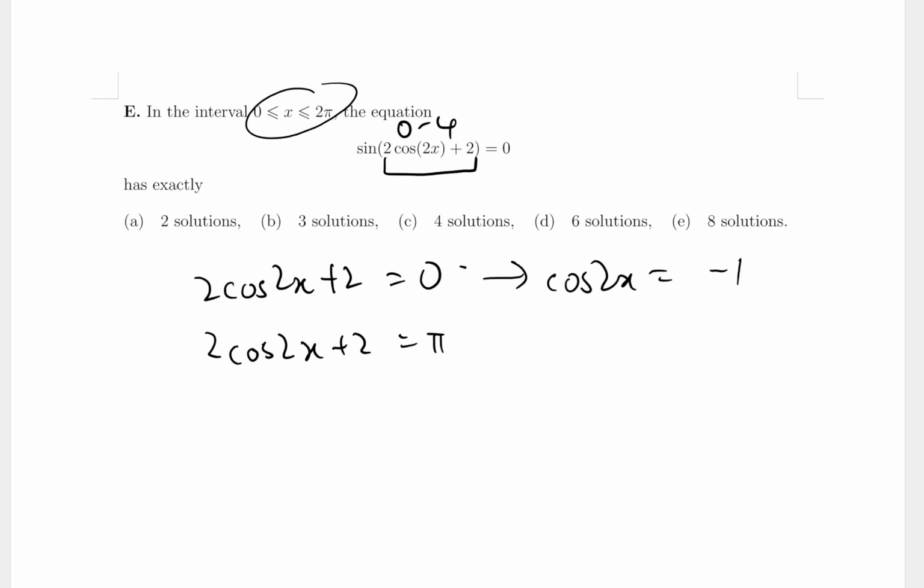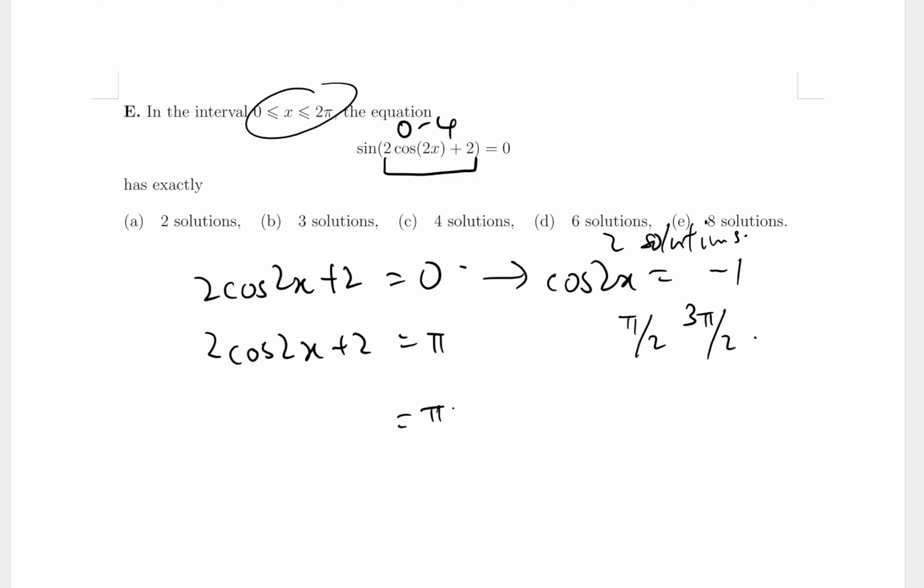Technically, I don't really care what the solutions are, but if you really want to find them, you know where they are: pi on 2 and 3 pi on 2, I think. Hopefully that's right. So there are two solutions here. All right, how about this one?